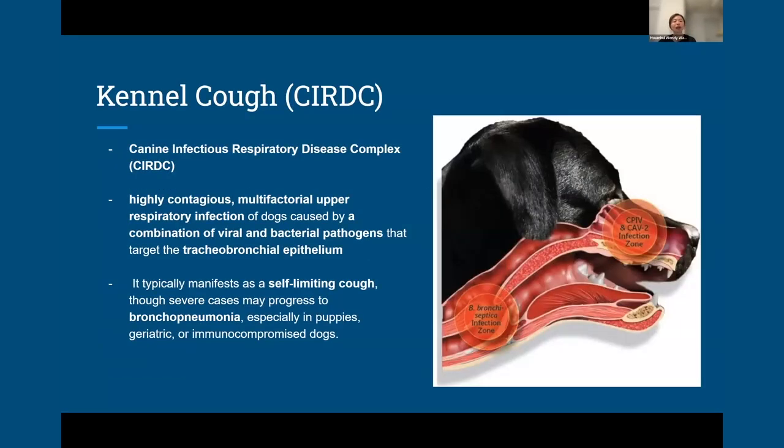All right, we're going to be talking about canine infectious respiratory disease complex, CIRDC, often known as kennel cough, and this is a highly contagious multifactorial upper respiratory infection that's caused by a combination of viral and bacterial pathogens that will target the tracheal and the bronchial epithelium. And it typically will be a self-limiting cough, although in some rare cases, especially for unvaccinated pets and/or pets that already have a weakened immune system or are really young or really old, they can progress to bronchopneumonia.